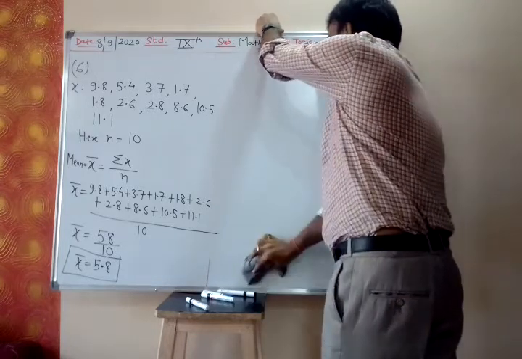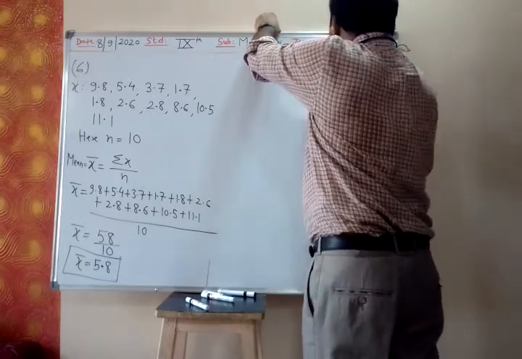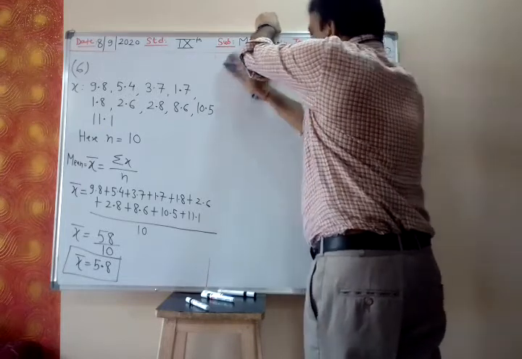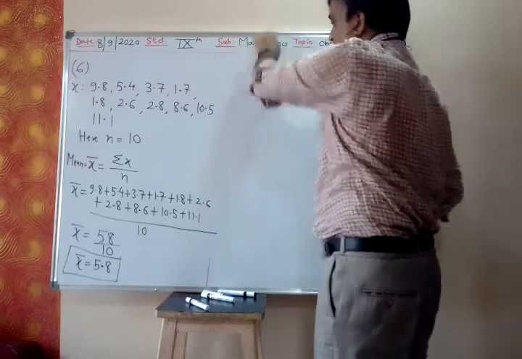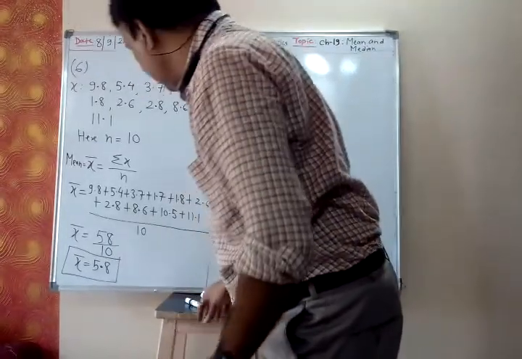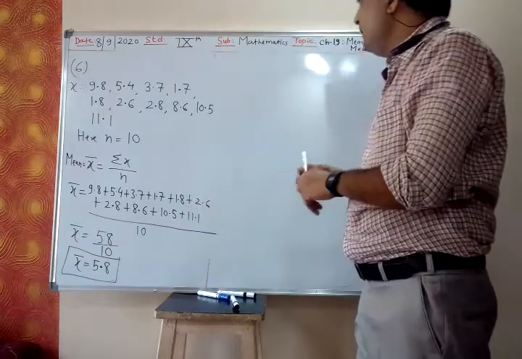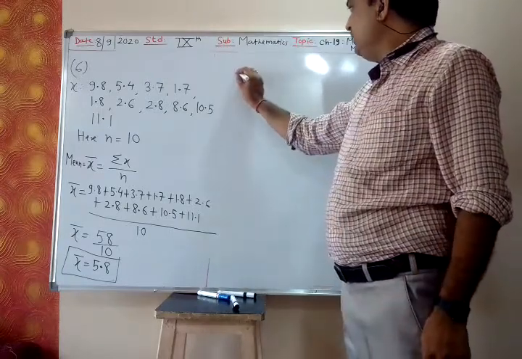Wait, no. How can you do the minus directly? It is not x minus x bar. It is summation of x minus x bar. So first you have to find each value of x minus x bar. So I will advise you, make one table.